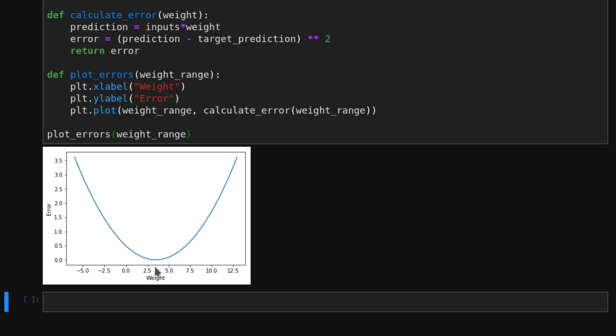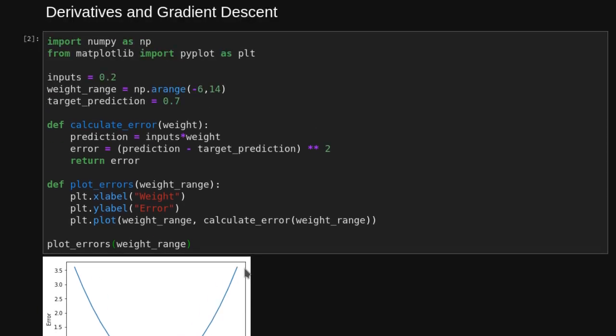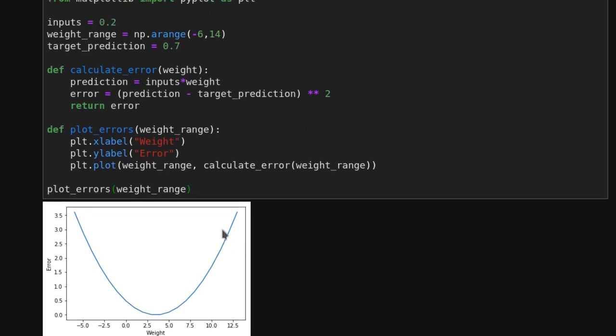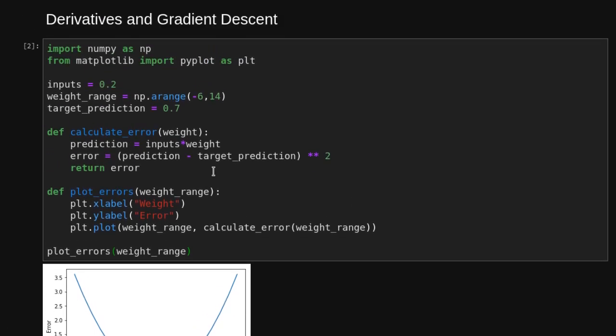And as we keep increasing the weight after this point, making it larger and larger, our predictions begin to overshoot the target, and they become a bit too high compared to what we want, and the error keeps increasing as the error drives the prediction upward, way beyond what it was supposed to be. So let's look at the code and understand what it does.